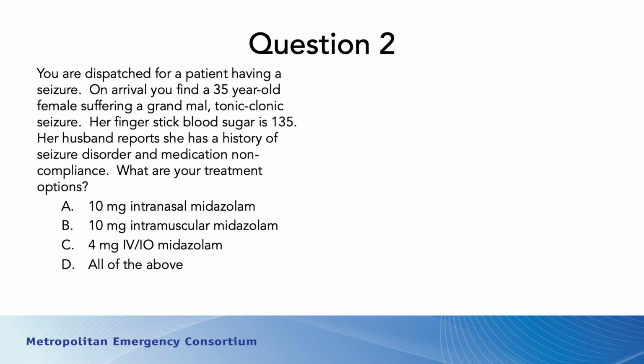Second question is a 35-year-old female patient who's had a grand mal seizure. Her fingerstick blood sugar is acceptable at 135. Husband states she has a history of seizure disorder and medication noncompliance, so she's not taking her seizure meds. What are your treatment options as she is suffering the seizure? Intranasal midazolam, intramuscular midazolam, or IV or IO midazolam. So the correct answer is D, all these are acceptable options.